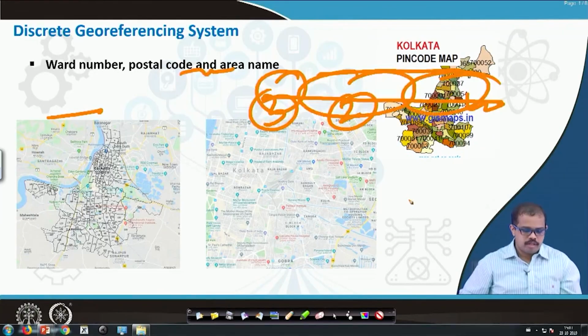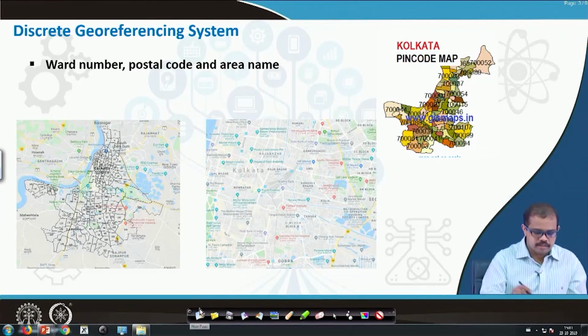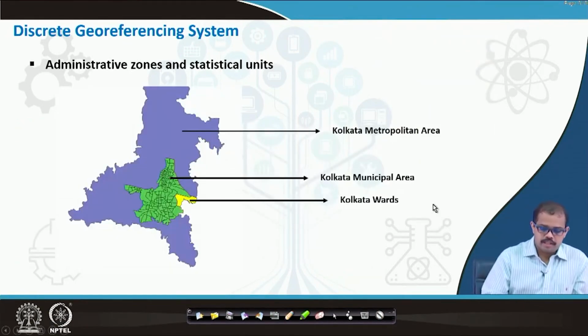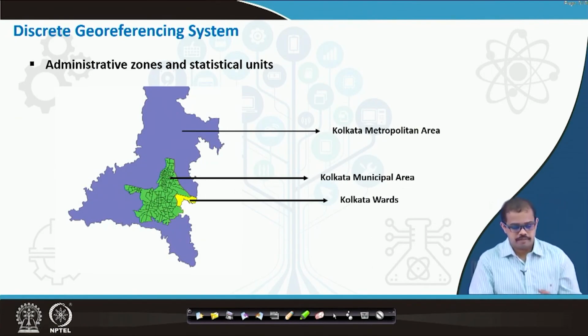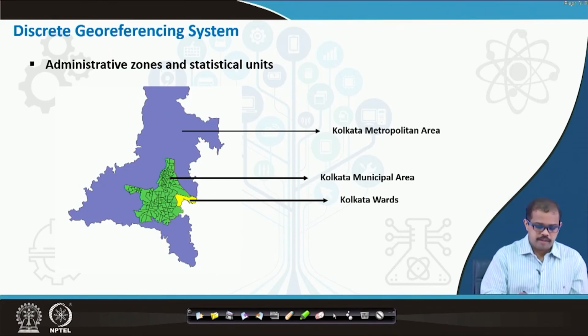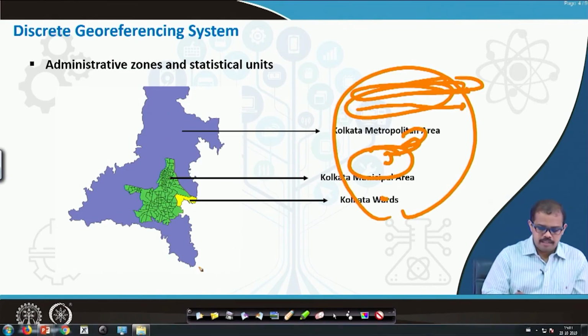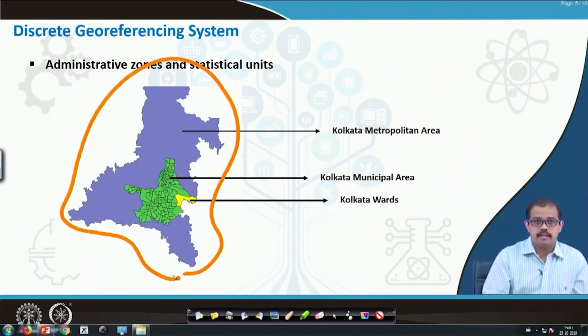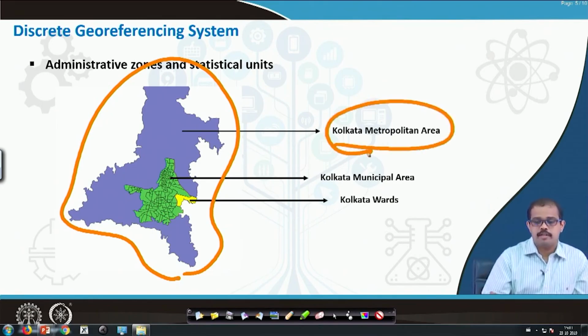Okay, so that is about looking at the discrete referencing system. The next thing we would also look at is an example of administrative zones and statistical units. That's also a discrete referencing system. For example, there are two images you can see here. One image is in the form of a boundary, here in the purple color. This particular boundary is representing the Kolkata metropolitan area.